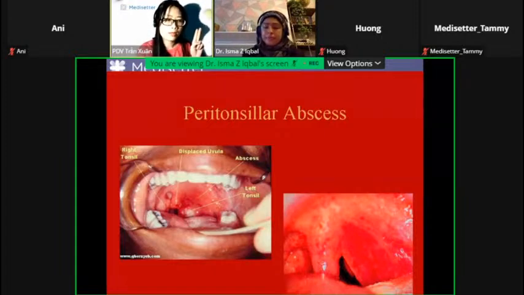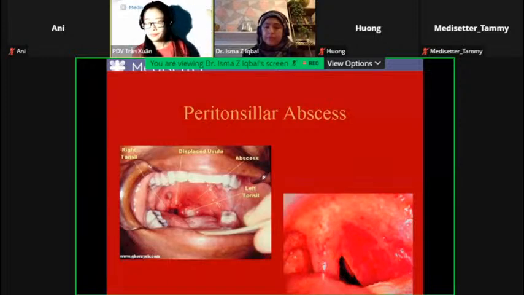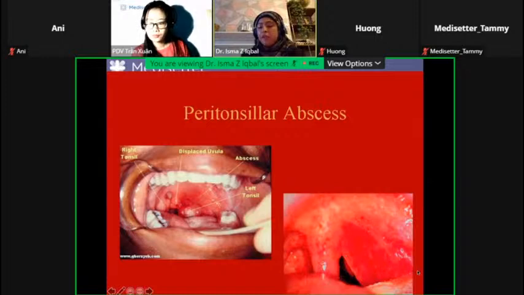This picture on the bottom is not an abscess. This is peritonsillar swelling or cellulitis, which may settle with just antibiotics.